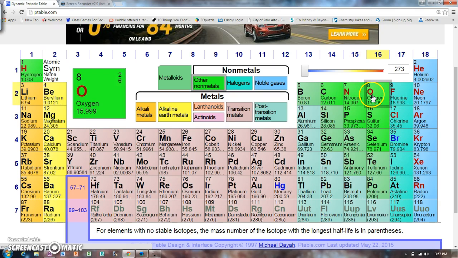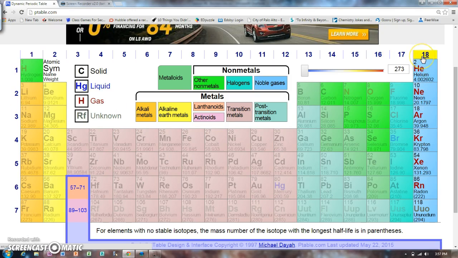Whereas this elbow here, basically from nitrogen down to iodine, they're diatomic gases. Okay. They will always travel in pairs. This one will always travel alone.